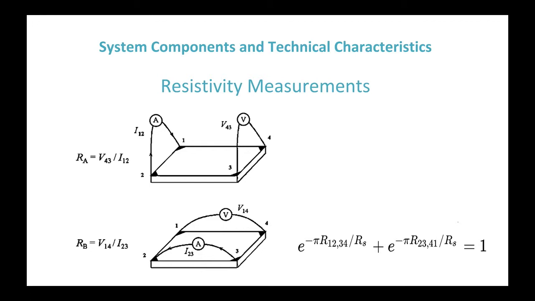of these resistances. One is measured along a vertical edge, such as R1,2,3,4, and the corresponding one is measured along the horizontal edge, such as R2,3,4,1. The actual sheet resistance is related to these resistances by the Van der Pauw formula, where the exponential terms, as we can see, sum to equal 1.